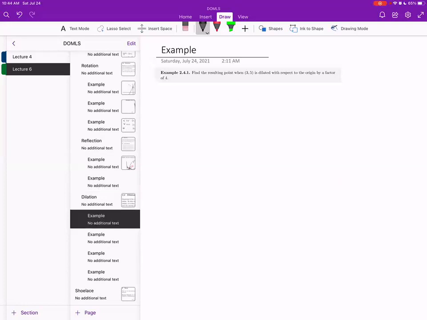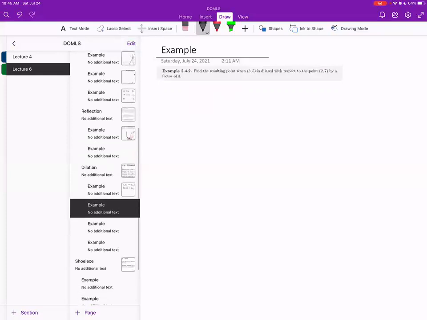Find the resulting point when (3, 5) is dilated with respect to the origin by a factor of 4. In this case, we have (3, 5). And remember that if we dilate with respect to the origin, (x, y) just goes to (kx, ky), where k was the factor. Here our factor is 4, so (3, 5) is going to go to (12, 20). So that was pretty simple.